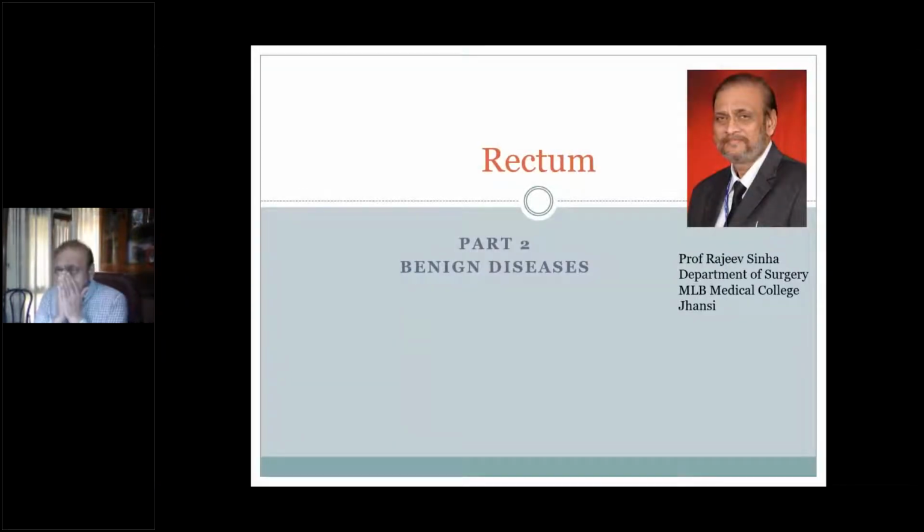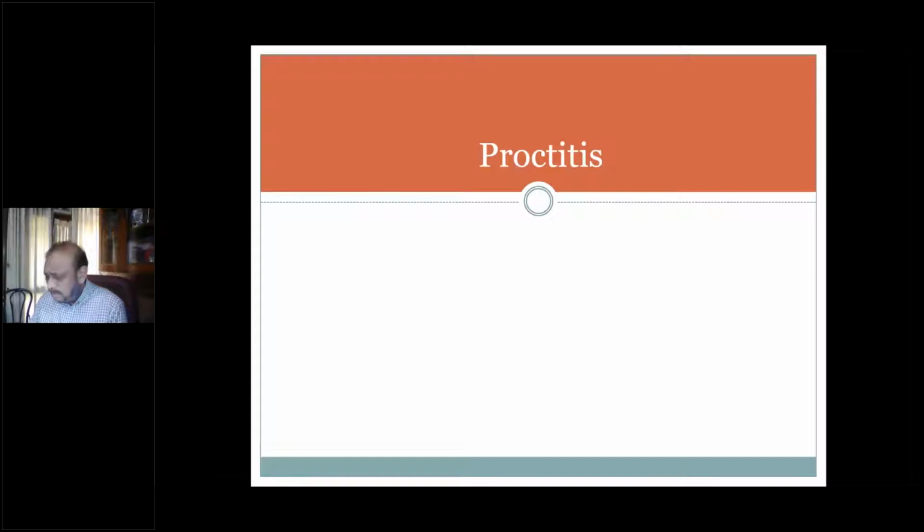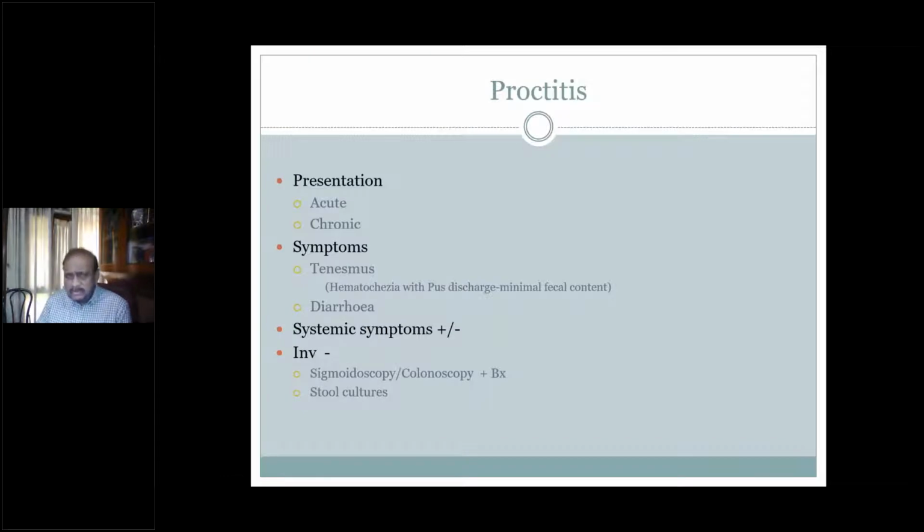Okay, so today we're talking about the benign disease of the rectum. Last time we had talked about the surgical anatomy and rectal prolapse, which is again a benign problem with the rectum. We'll talk about the other benign problems today. So let's start with proctitis first, a fairly common problem.